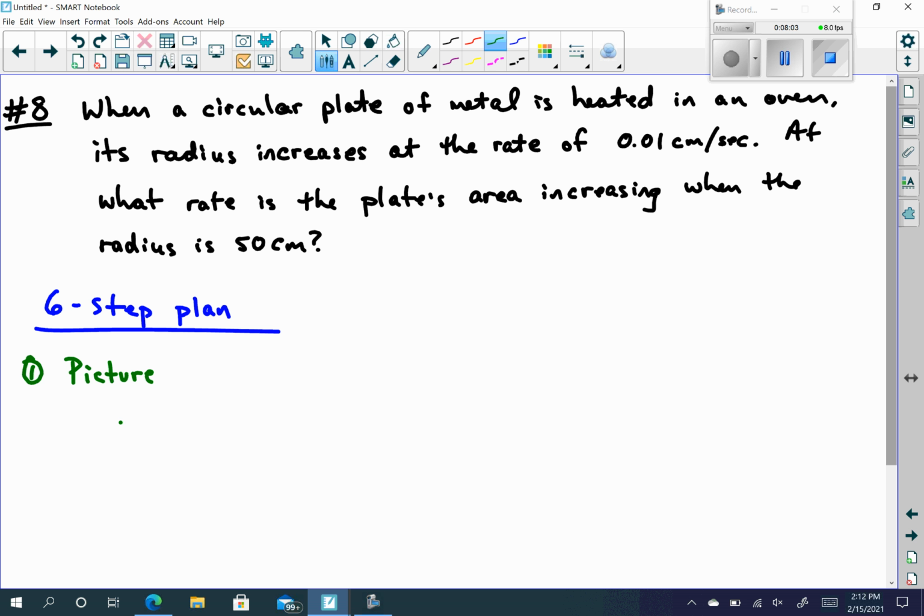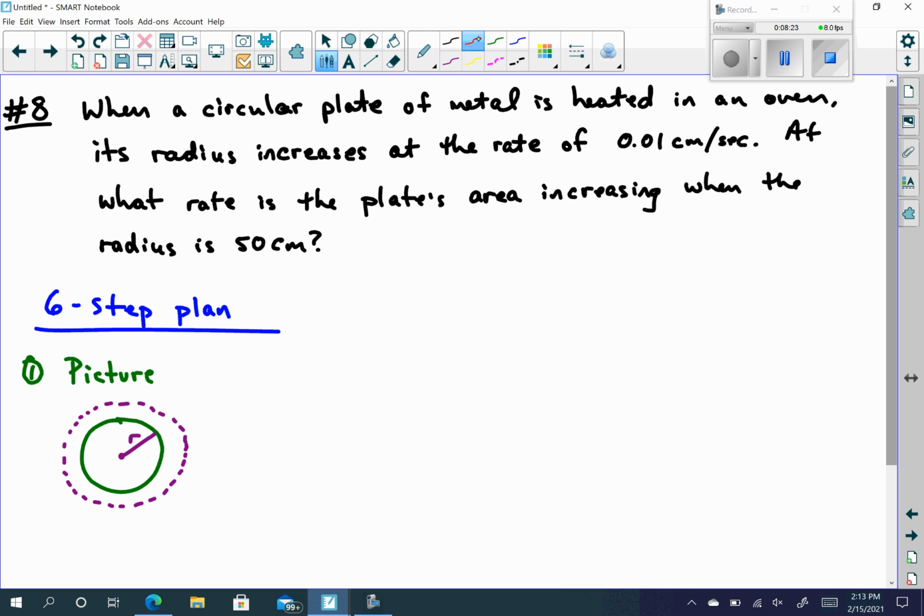So in this case, I just have my circular plate that has a radius. Now this radius is increasing, so what's going to happen is the plate is going to increase in size. That means our area is also going to increase. So that's pretty much the picture that we're using to show what's taking place here.